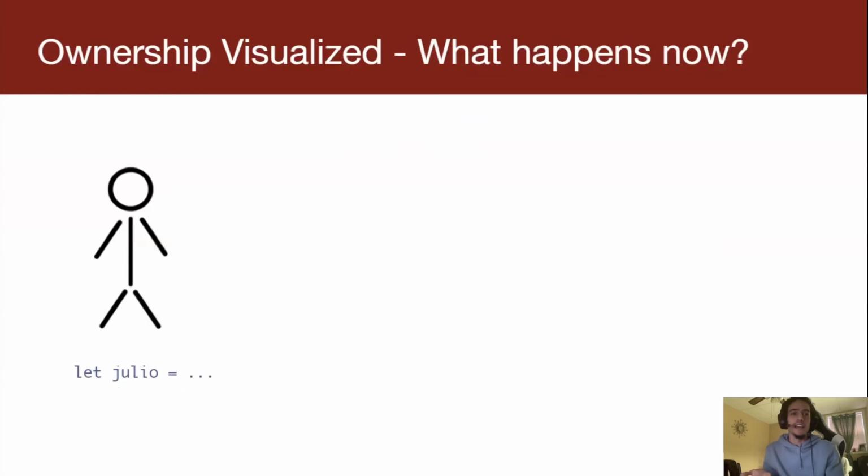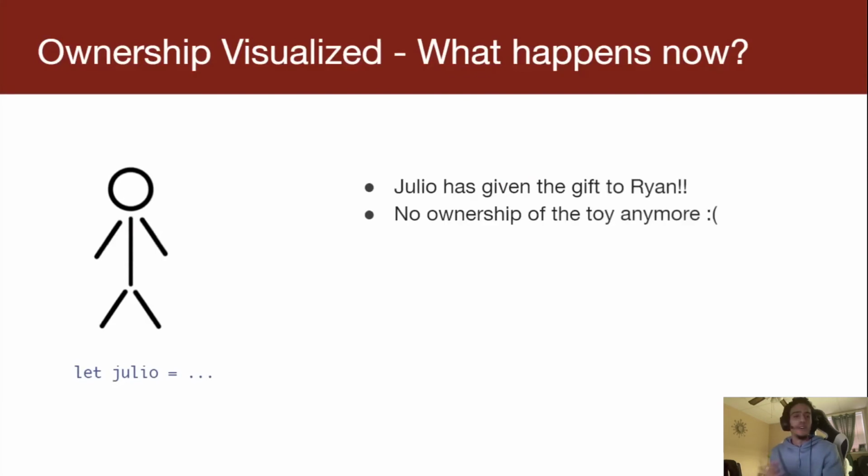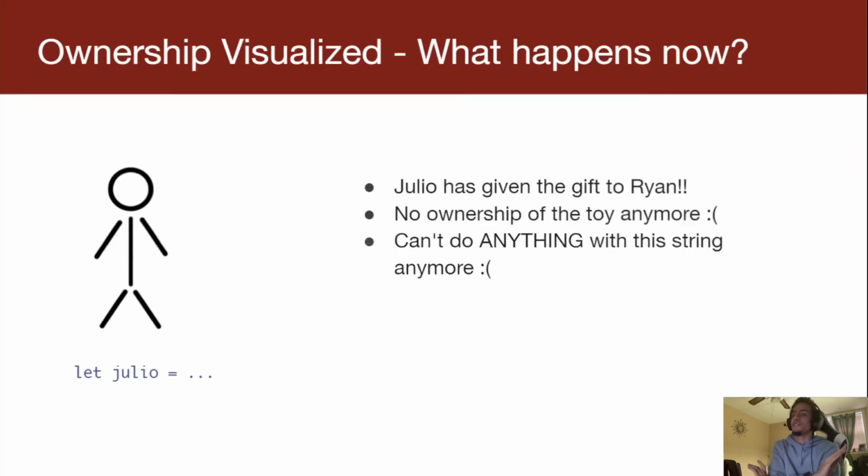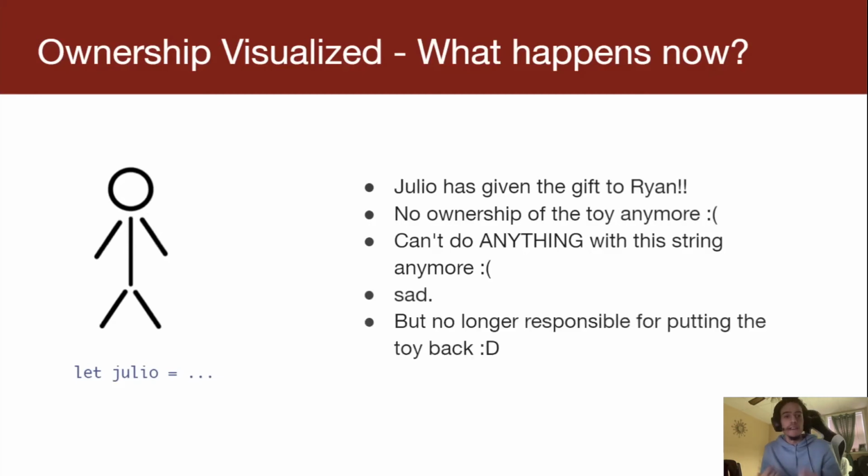So if we take a look at now the Julio variable, I don't have the bear anymore because I've given it to Ryan. So no ownership, and I can't do anything. In this case, it says string, pretend it says bear. But nothing that I could do before, I cannot do it now. And any attempt to do so would lead to an issue in Rust. But the good thing is that I no longer have to free the bear. I don't need to put the bear back into the shelf. Don't need to free that memory. That is no longer my responsibility.